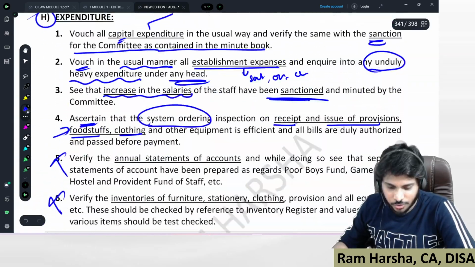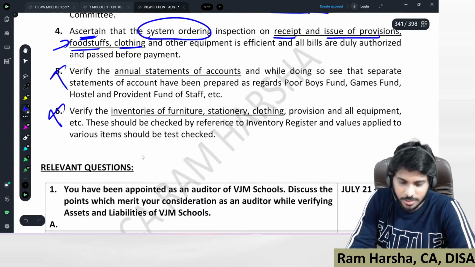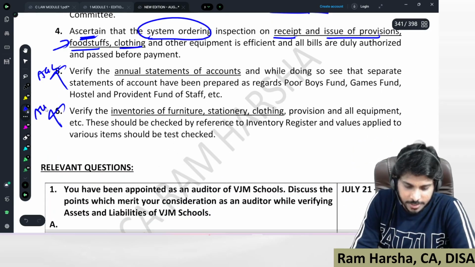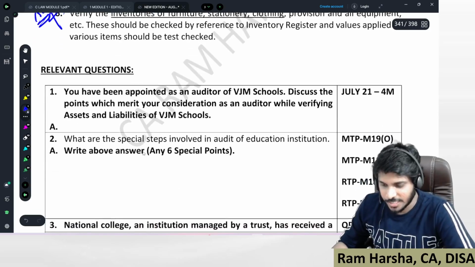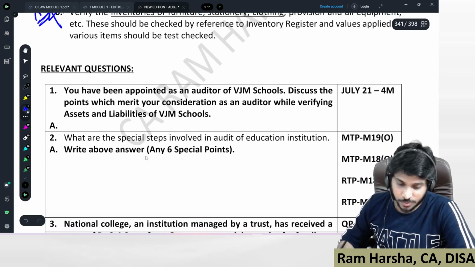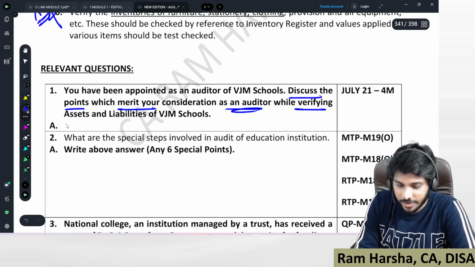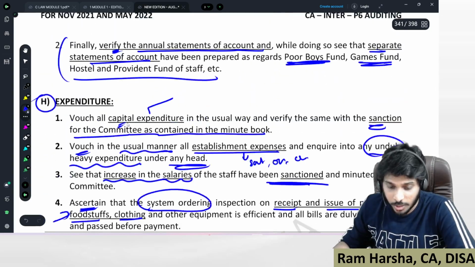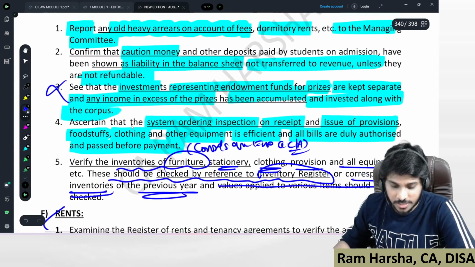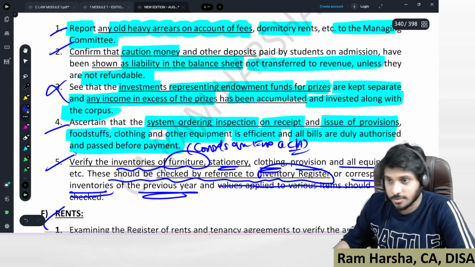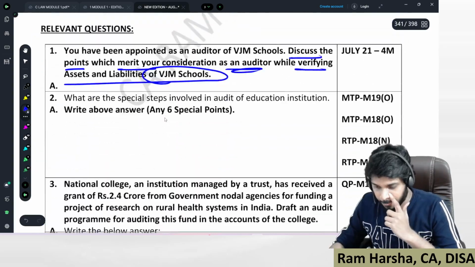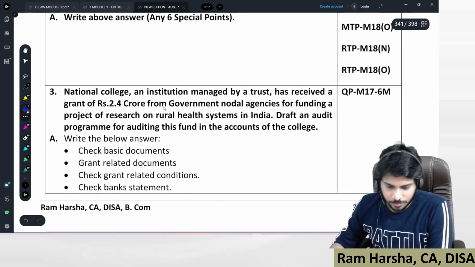The assets and liabilities point is also repeated here, which we already covered. In July 21, they asked this question: discuss the points which merit your consideration as an auditor while verifying assets and liabilities of a school. So they are asking exclusively on audit of assets and liabilities. Points 1, 2, 4, 5, these four points are enough. This is for a 4 marks question.